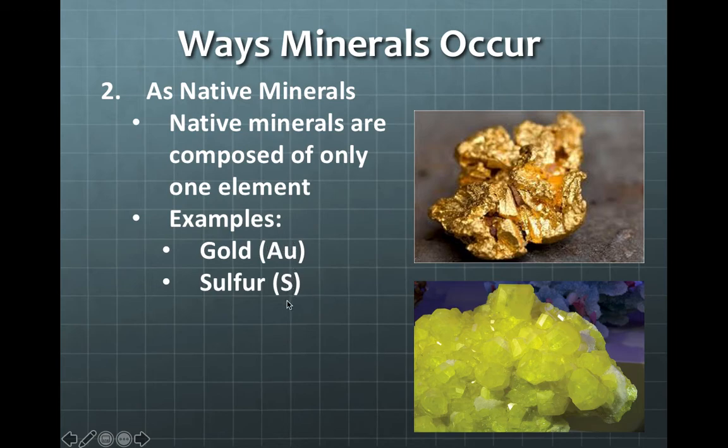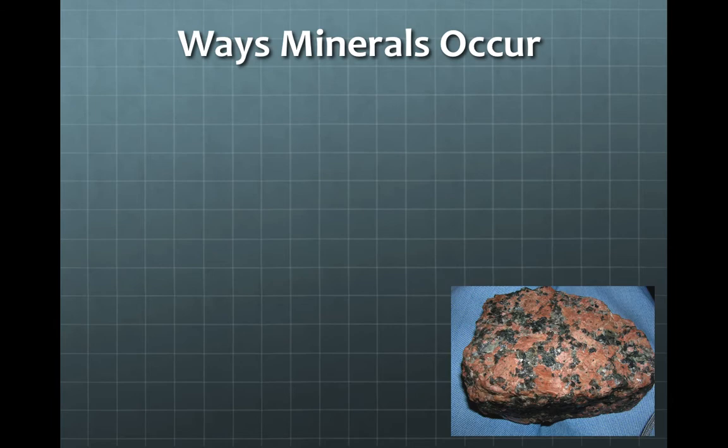And so for these two, because they're composed of only one kind of element, only one kind of atom, if you took all the atoms that are in this, at least the atoms that are all chemically combined with each other, then you would get just one kind of atom, and that would be gold atoms. This one, all the atoms in this are sulfur atoms, nothing else in there. Okay, now the third way that they can occur, let me wait here because I have a question for you to answer.